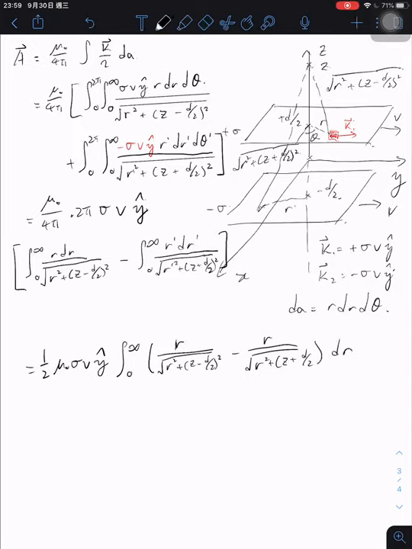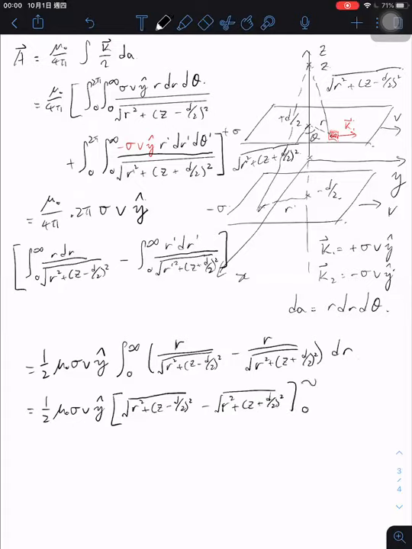Okay, and this form of integral looks very familiar because we have performed exactly the same form of integration in the last questions. So we can just basically copy the answer from the previous questions. Let me just write down the answer here, from 0 to infinity.